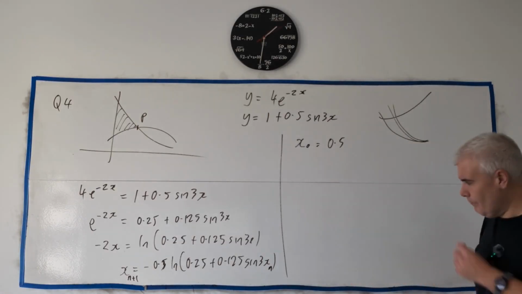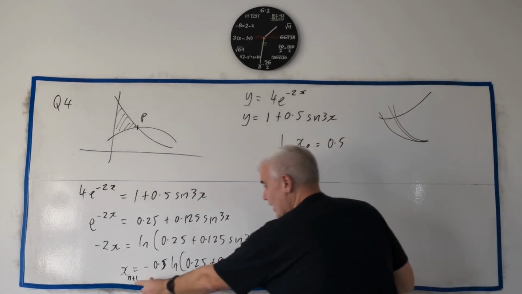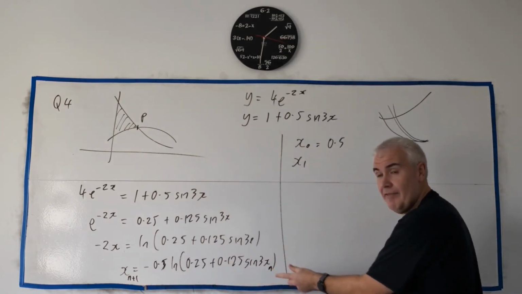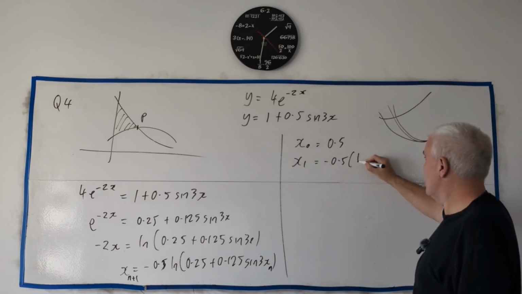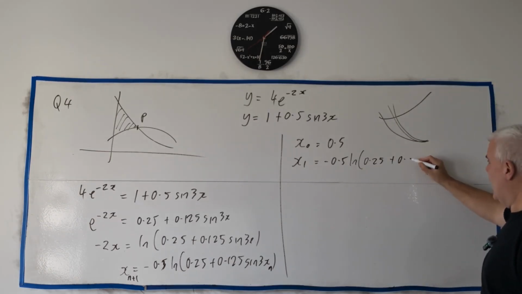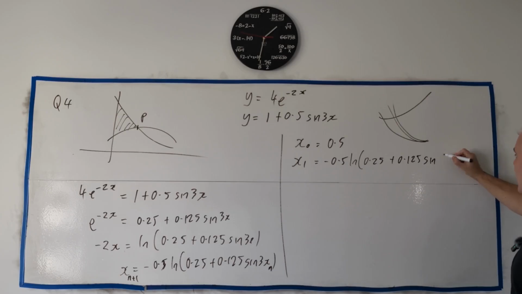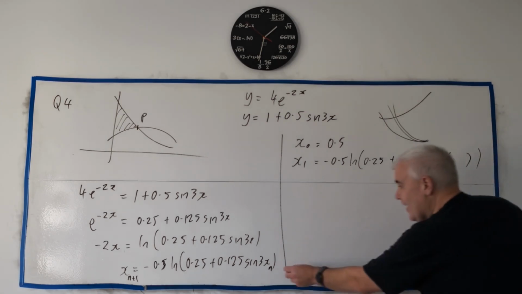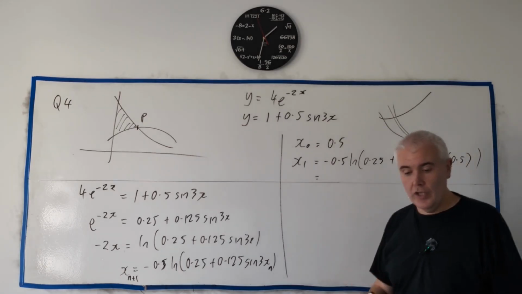How do you get the second guess? Well, if I've x0, I want x1. This will tell me x1 is equal to this if x0 is put in here. So I just write it all out: minus 0.5 times natural log of 0.25 plus 0.125. Am I missing a bracket anywhere? No. Sine times 3 times your previous guess, your x0 in this case, so 0.5. Put all that into a calculator, you'll get your answer.